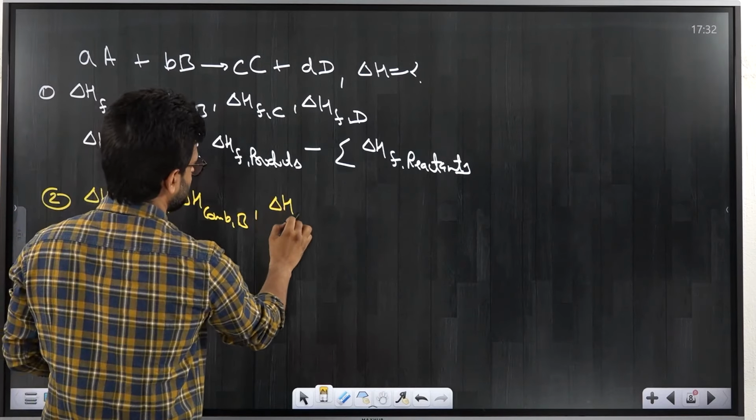So how can you find delta H of reaction? For every component they have given enthalpy of combustion, right? So I will say here summation of enthalpy of combustion of reactants. Be careful here, it is enthalpy of combustion of reactants, minus summation of enthalpy of combustion of products. Be careful, in this case it is reactant minus product. It is Hess law.